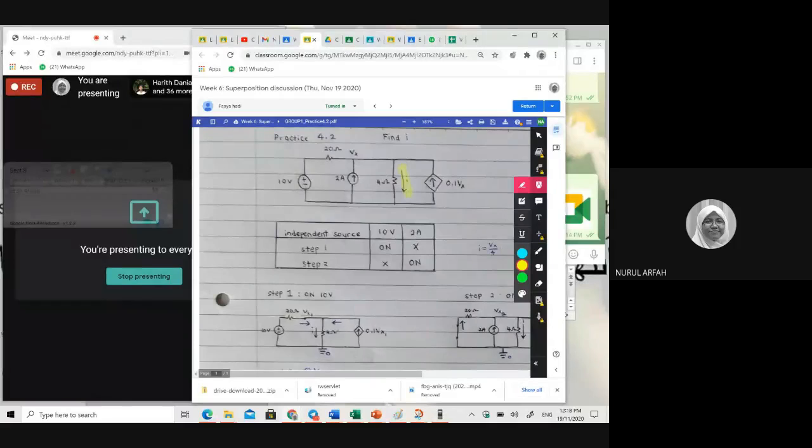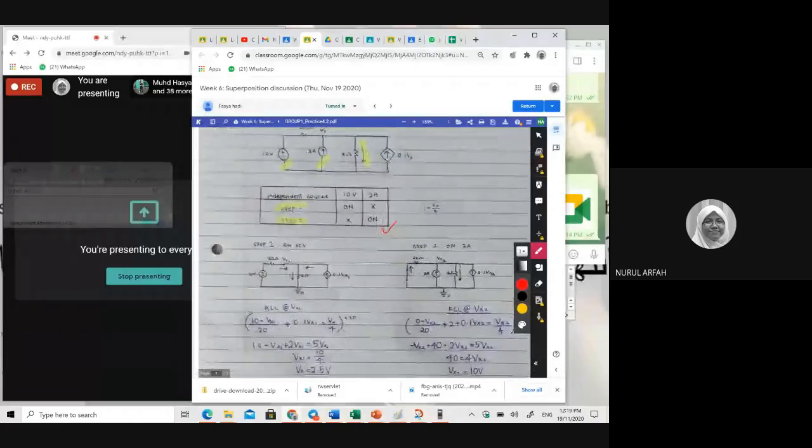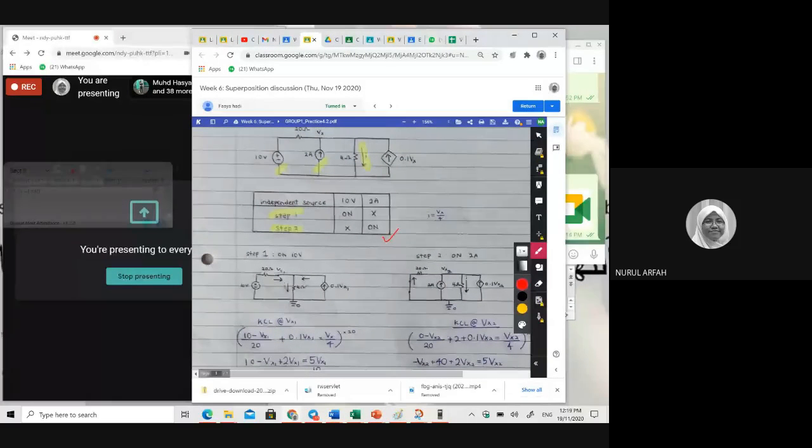Okay, since we have 2 independent sources and 1 dependent source, how many steps do you need if you have 2 independent sources? How many steps? 2. Yes, 2. Very good. So this is correct. By the way, in your exam you don't need to draw this, but this is for your own good, so you don't get confused about what to do and what not to do, right? So make sure you have those 2 steps, like this one, step 1, and then step 2.